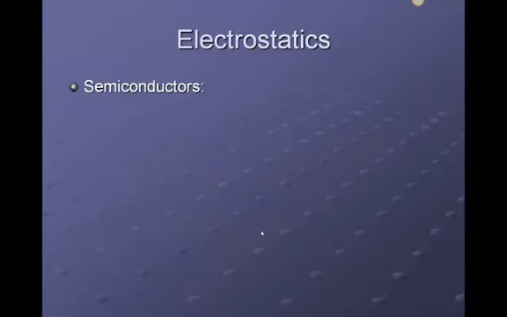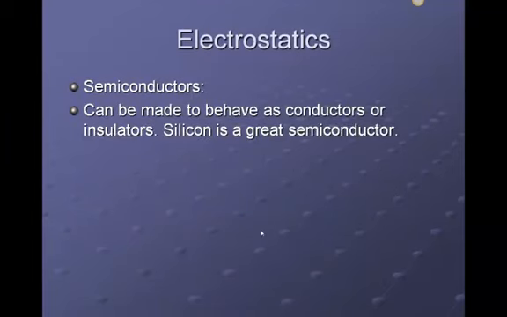Alright, semiconductors can be made to behave as a conductor or an insulator. Silicon is a great semiconductor. Semiconductors are in all of our electronics. Motherboards and computers are layer upon layer of silicon. But they then put impurities of metals in them, so when a charge is placed in it, it can travel from place to place. All our circuit boards, things like that, are semiconductors. So it has both the properties of a conductor and an insulator.